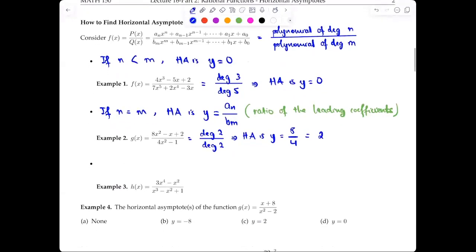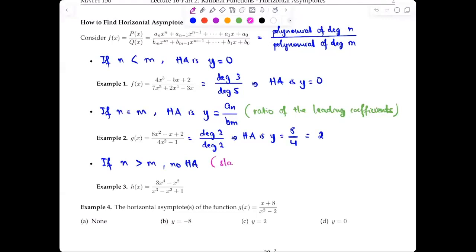And for the last case, any questions? Now, for the last case, when you have n greater than m, you can automatically conclude that there's no horizontal asymptote. There's, in fact, an asymptote called the slant asymptote, but we're not going to cover that in this case. I just want to mention that to you so that if you want to explore that topic by yourself, you can do so.